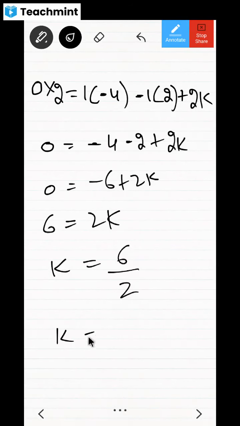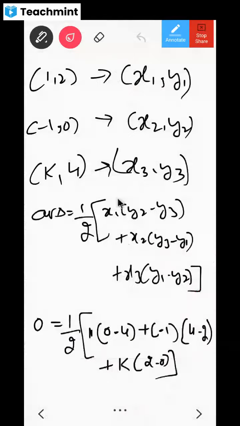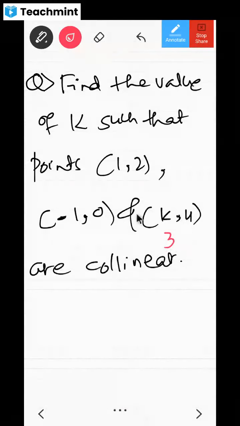Yes, sir. 2 ones are 2, threes... and that is equal to 3. All right, Ethan, did you understand all these calculations? So this is how you are supposed to do the calculations, and the value of k is 3. So whatever this k is, it has to become 3. If it becomes 3, then these points 1, 2 and minus 1, 0 and 3, 4 become collinear. Understood?